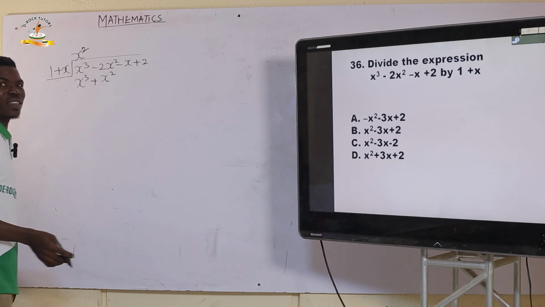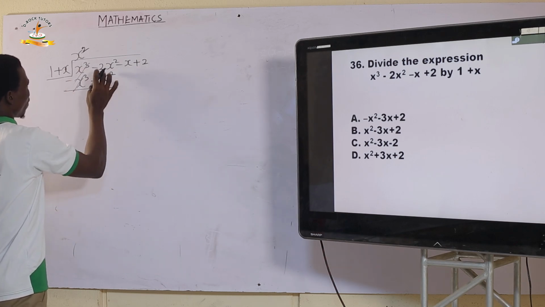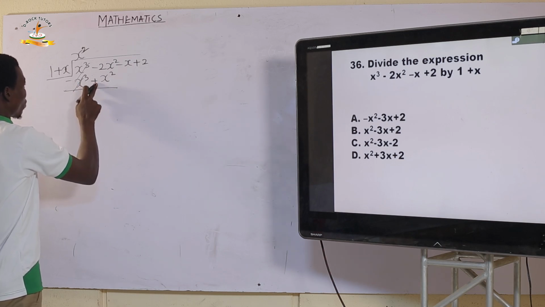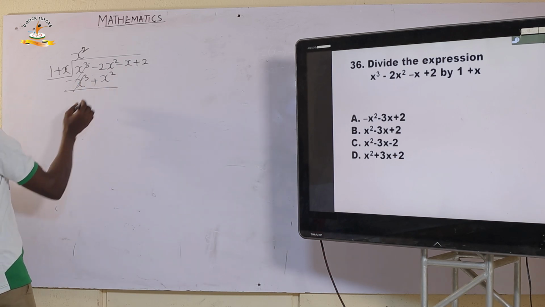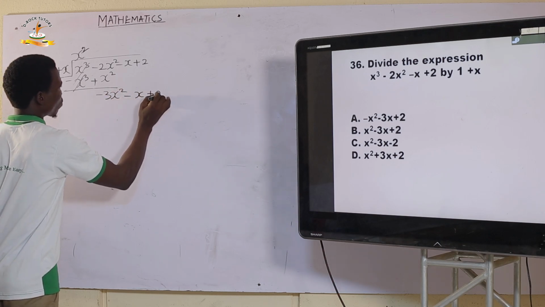And how do we eliminate this? We subtract. So if we subtract, this goes, and we're going to have 2x squared minus what? X squared. Because this minus times this plus will turn to what? Minus. And that becomes what? Minus 3x squared. Minus x plus 2.